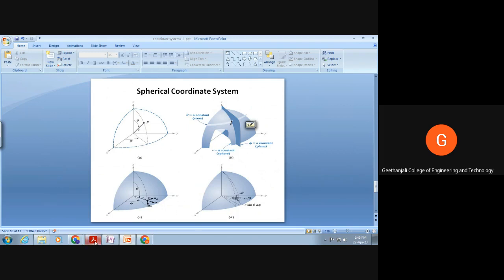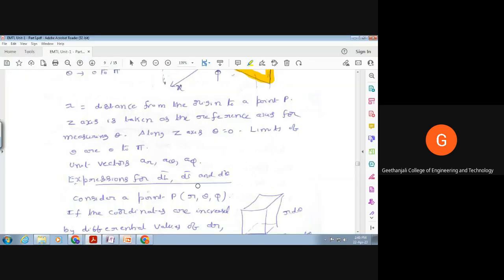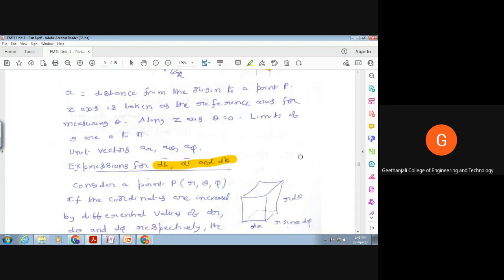Now, expressions for dl, ds and dv in the case of a spherical coordinate system. Whatever procedure we have discussed in rectangular and cylindrical coordinate systems needs to be followed here. Let us consider a point with coordinates r, theta, phi. This is point P. Point P is considered to be the common point of intersection of r equal to constant, theta equal to constant, and phi equal to constant. So in defining point P, three mutually perpendicular surfaces are involved.